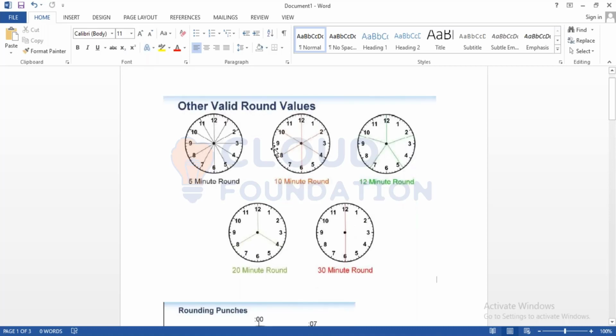We have some different rounding options, but you have to remember that this has to be divisible, like this has to be even, whatever round you're choosing. For example, if there is a 5-minute round, it's dividing 5, 5, 5, 5, right? It's going to divide an hour, 60 by 5, so you'll get that particular round value. If you divide 60 minutes by 10, you're going to get pieces. If you make it 12 minutes, you're going to get 5 pieces. If you divide it into 20 minutes, you're going to get 3 pieces.